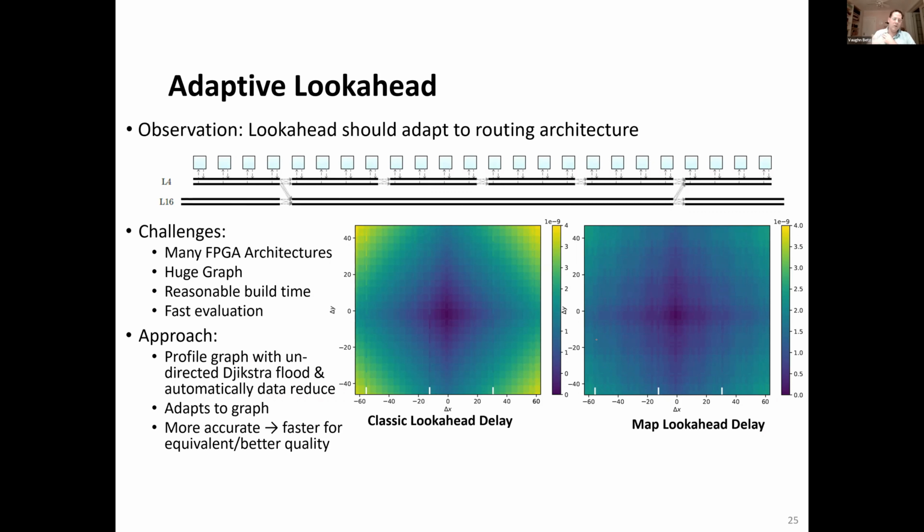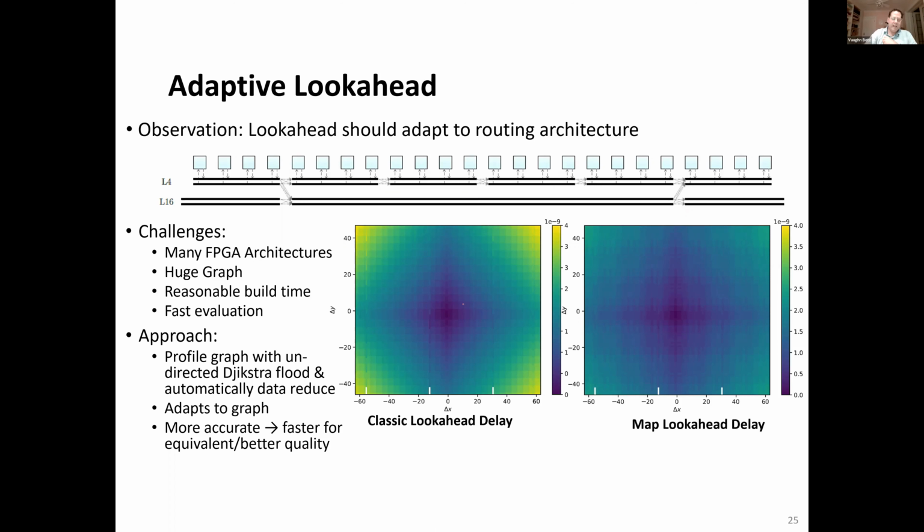So the earlier VTR look ahead basically made some simplifying assumptions about how wires connect, essentially boiling down to the future will look a lot like the past. There'll be a lot of regularity. For the architecture I'm showing here, which has a mix of short wires, length 4, and long wires, length 16, there's limited connectivity to the length 16 wires. They're kind of a higher level routing hierarchy that is harder to get on and off of.